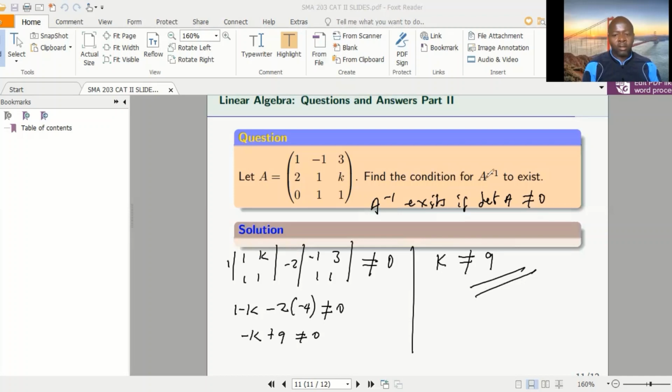So the condition for A inverse to exist is that k should not be equal to 9. k should not be equal to 9. So that is the condition, and it answers the question at hand. So we look at the next question.